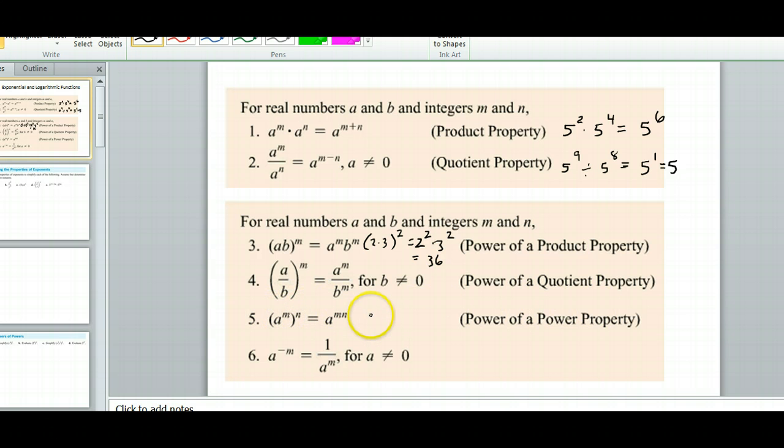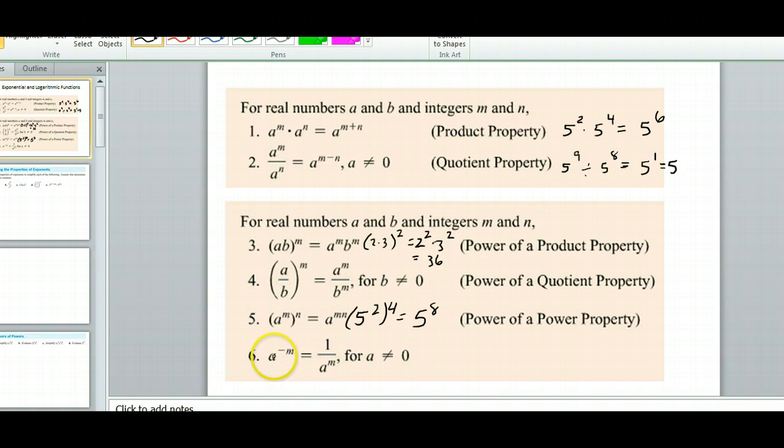And this is the powers to powers property. Up here, we had 5 squared times 5 to the 4th, and we got 5 to the 6th. If we have just 5 squared to the 4th, notice we're missing that second base. Now we have 5 to the 2 times 4, which is 5 to the 8th. So if that second base is not there, we don't add, we multiply.